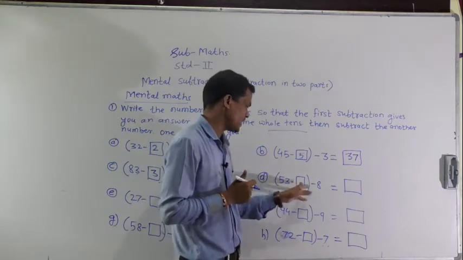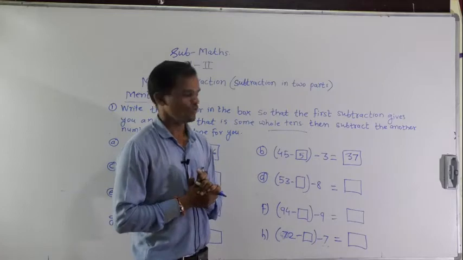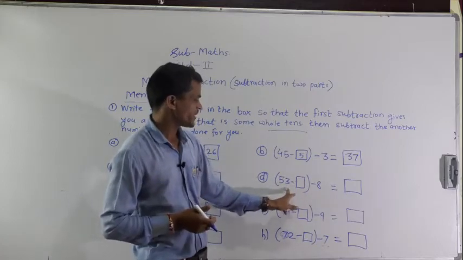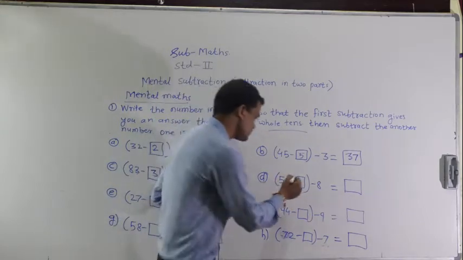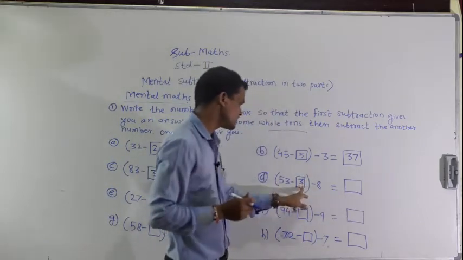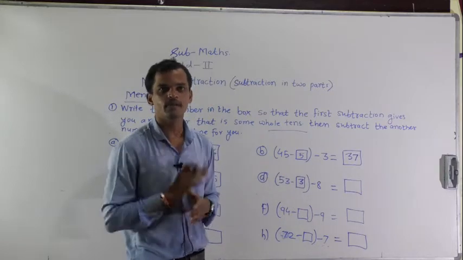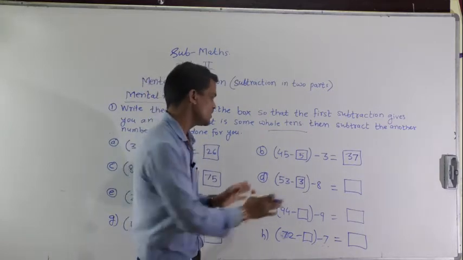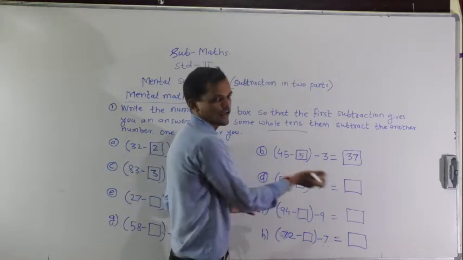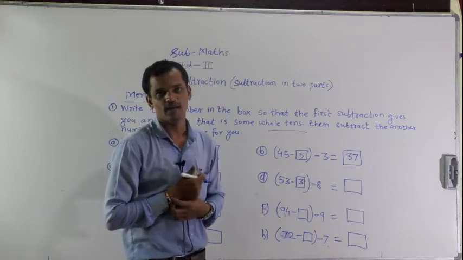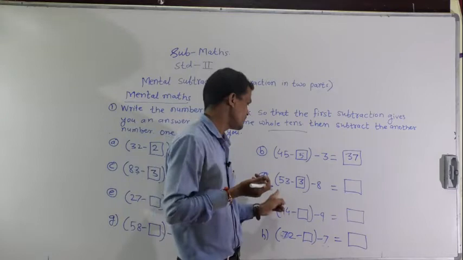Here, 53 minus blank minus 8. Okay, so which number should be subtracted from 53 so that you will get the whole tens? That is 3. If we subtract 3 from 53, you will get 50, and that 50 is the whole tens. Okay, now 50 minus 8, do the calculation in your mind.